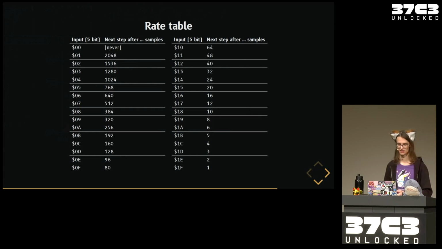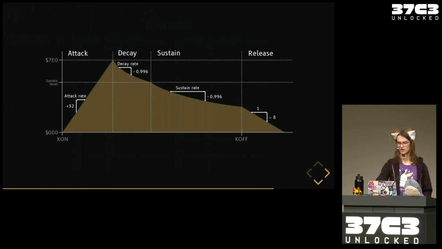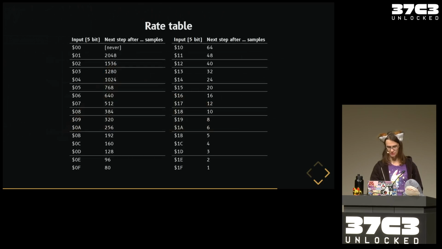So the input rate is a symbolic 5-bit value, which determines how many samples we wait until we take the next step. And this means if you put in 0, there's never going to be a step. So we're never going to change anything. And that's how we can achieve actual infinite sustain by setting the sustain rate to 0, and then that means that the sustain step is never taken. And you can go up to 1 step every single sample, which is, for example, what the release does.